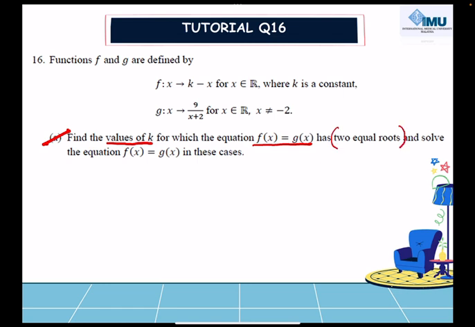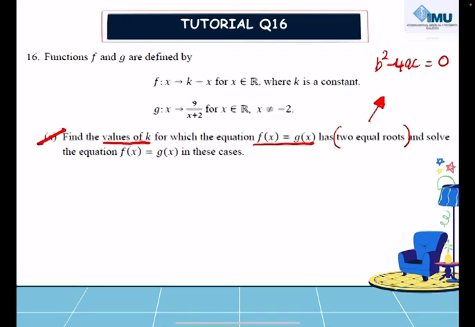Please remember, you have learned quadratics previously. Two equal roots means the discriminant b squared minus 4ac equals 0. Now, how to get b squared minus 4ac? Try to arrange f(x) equals g(x).